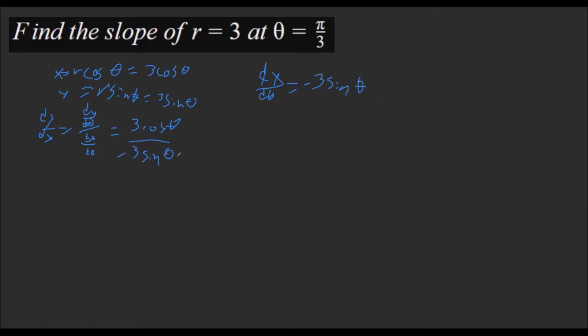And so from here, our dy dx is going to be equal to 3 cosine theta over negative 3 sine theta, which is actually equal to negative cotangent theta when theta equals pi over 3. So our final answer for the slope of the curve r equals 3 at theta equals pi over 3 is equal to negative cotangent pi over 3. Now I don't have a calculator with me, so I can't figure out what that is, but I don't feel like simplifying anyway.